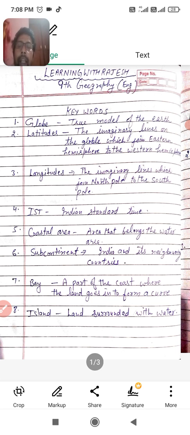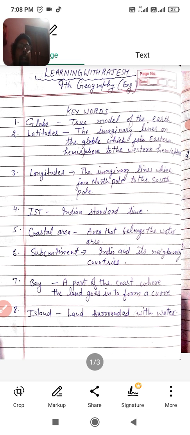And the next point, island. You know that island is the land surrounded by water, and there are two major islands in India. You are going to read about them in the rest of the lesson. I hope you got all the points. Now my first question for you, what do you mean by coastal area? And I hope you know the answer, the area that belongs to the sea or water area.